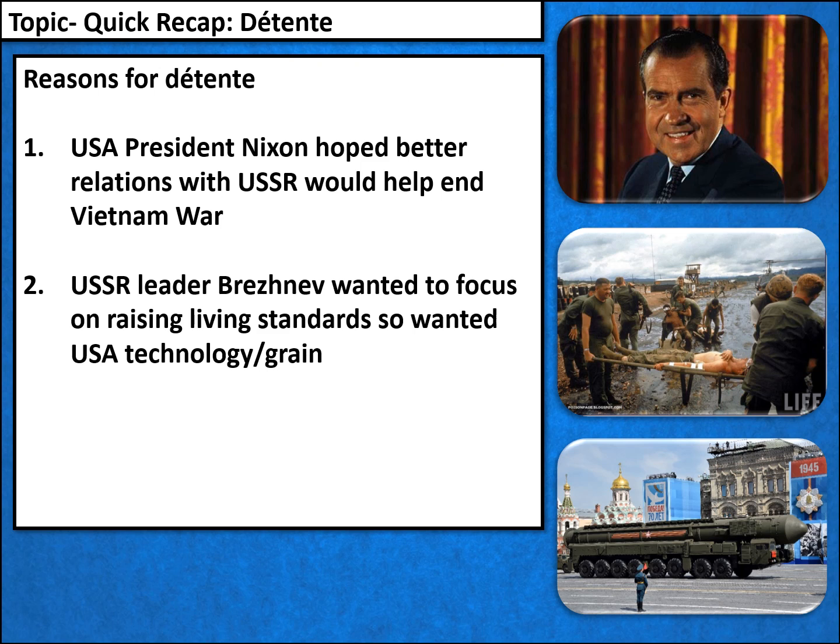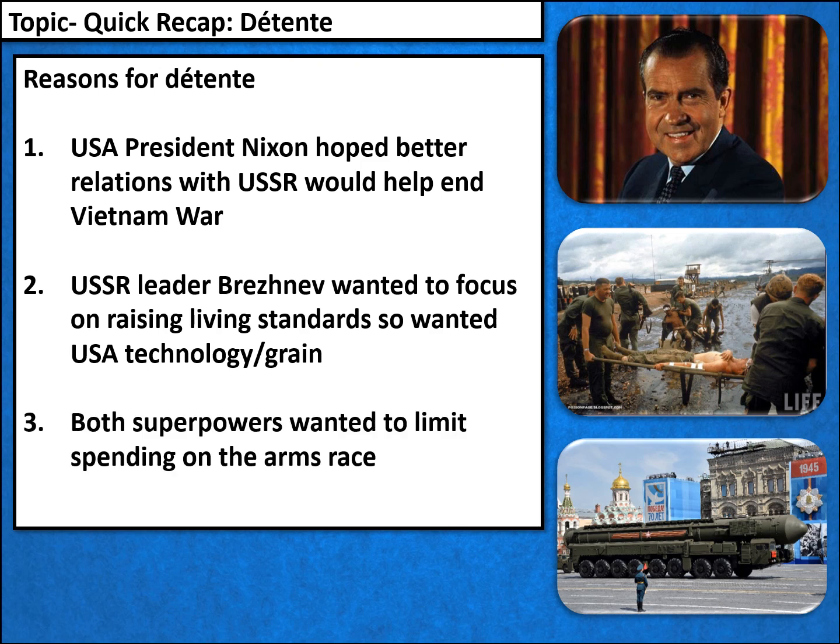On the Soviet side, Brezhnev wanted to raise living standards. They were still stubbornly low, and so he was looking to get hold of American technology and imports of food to help him to raise living standards. So better relations would suit him too. And thirdly, both superpowers were struggling economically to keep up with the massive spending on the arms race. It was astronomical by the start of the 1970s. Particularly the Soviet Union couldn't afford this, but America was also feeling the strain of the huge amounts of money they were spending too.